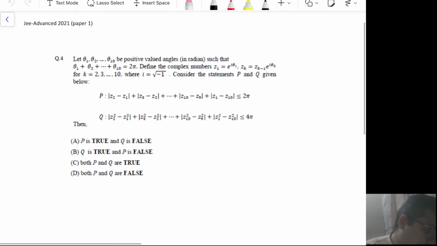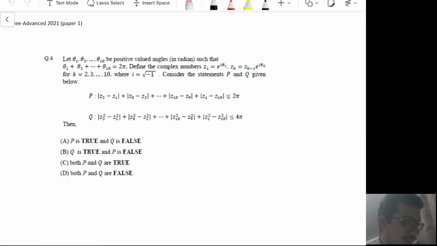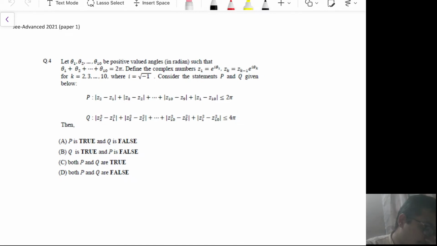Let's see another problem. This also appeared in the year 2021 in paper 1. Here we are given that there are some positive valued angles, so basically these are all positive, and such that their sum is going to be 2 pi.